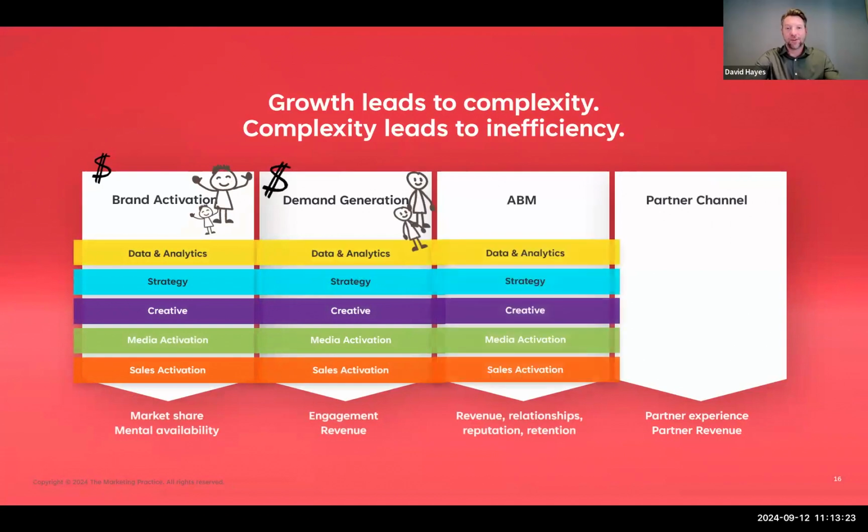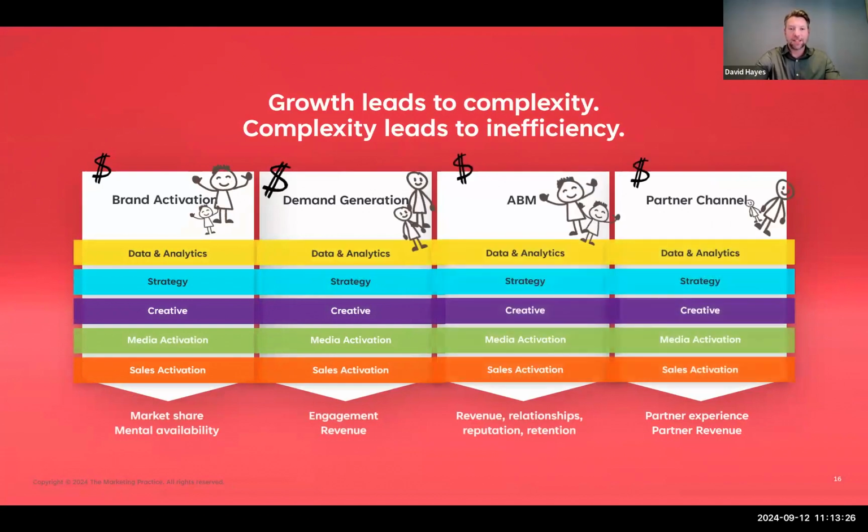So this is not just for an upper mid-market, fast growth organization, but typically an organization in this position has the added complexity of growth changing the shape of their organization. And with that complexity leads to inefficiency. I think this may look familiar to your go-to-market marketing function if you're a CMO or a senior marketing leader, where your marketing team is organized, typically around a brand activation team, a demand generation team, an account-based marketing team, and a partner channel team.